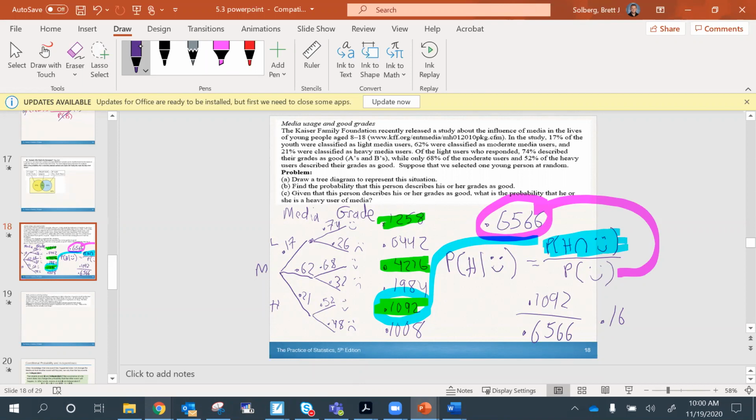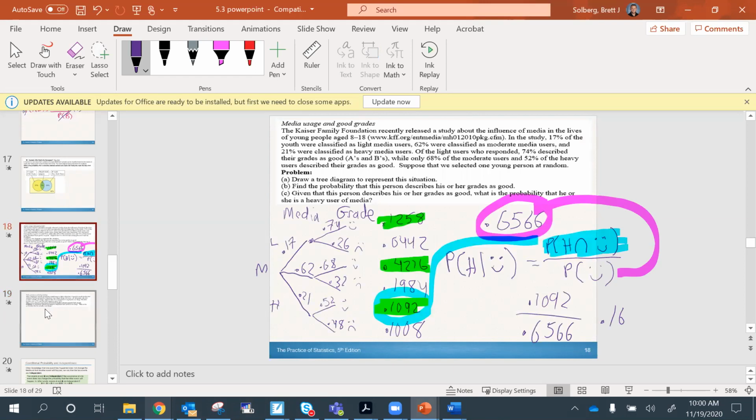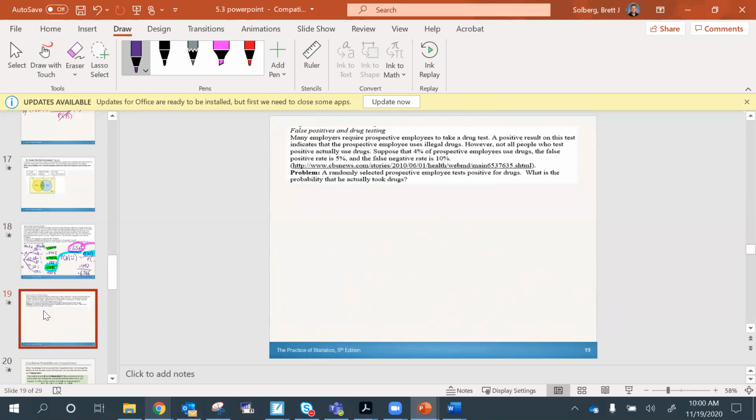And that's about where we're going to pause it for today. What I'm going to ask you guys to do is try to work through this false positive and drug testing one. I'm going to go through it separately and post it later, but I want you guys to try to do it on your own and see if you can figure it out. It's going to be doing the same thing of what we do here, but it's going to be a different context. And I think this is a really interesting one too. And then next time we're going to finish that.